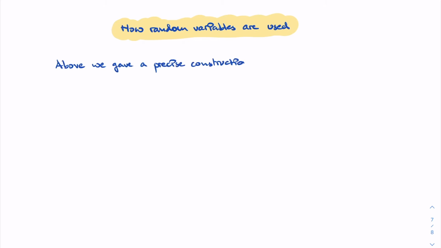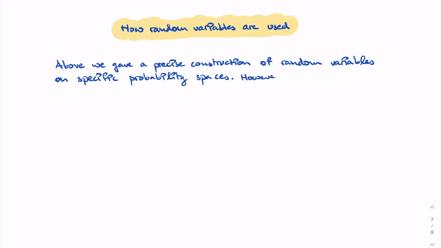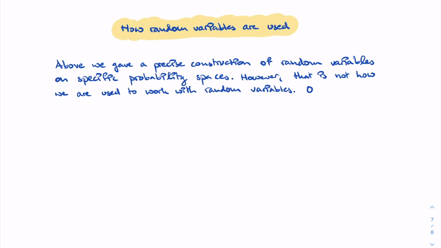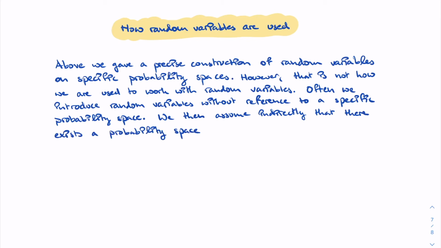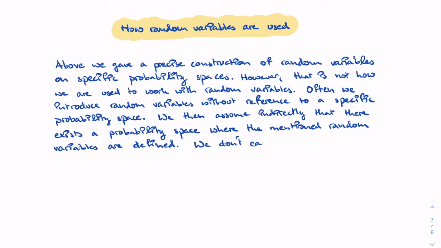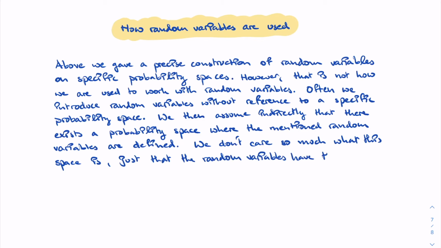Above, we gave a precise construction of random variables on specific probability spaces. However, that is not how we are used to work with random variables. Often we introduce random variables without reference to a specific probability space. We then assume indirectly that there exists a probability space where the mentioned random variables are defined. We don't care so much what this space is, just that the random variables have the prescribed distributions.